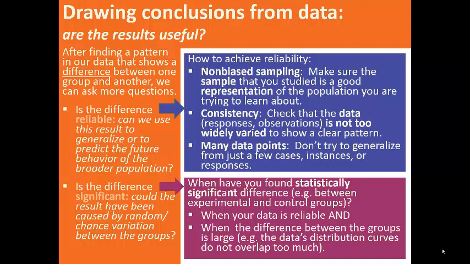Then we also have to look at significance. Could the results have been caused by random chance or variation between the groups? When we have statistical significance, that means that there's less than 5% chance that the difference between the experimental and the control group is due to chance. So there's still a 5% chance, but we're 95% sure that it's due to the manipulation that we've made. Therefore, when we know that our data is valid and reliable and we have statistical significance, we're more apt to be able to make a causal conclusion based on our data.